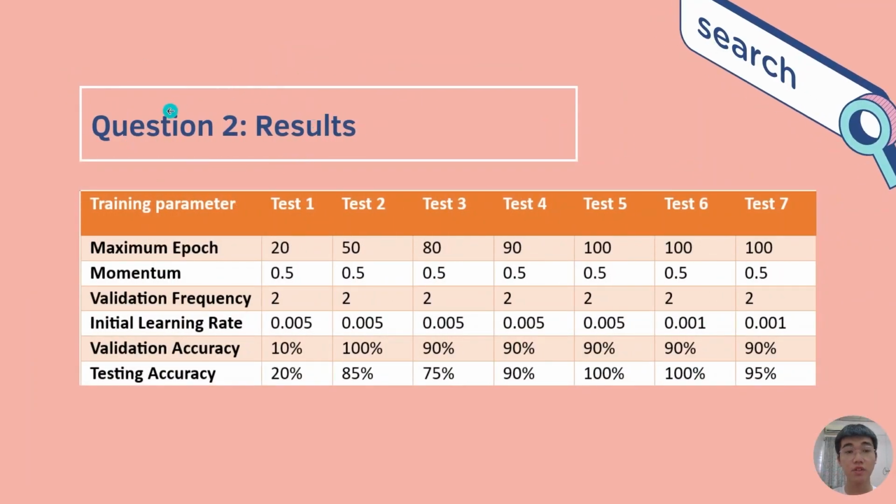This is our result for question 2. At first, this is our training parameter, and the maximum epoch is 20, and the validation accuracy and the testing accuracy are very low. So, we increase the maximum epoch while maintaining the other training parameters until the maximum epoch equals 100, and we get a validation accuracy of 90% and a testing accuracy of 100%. So, we decrease the initial learning rate to 0.001 while maintaining the other training parameters, and we get a validation accuracy of 90% and a testing accuracy from 95% to 100%, which is good enough for our model.